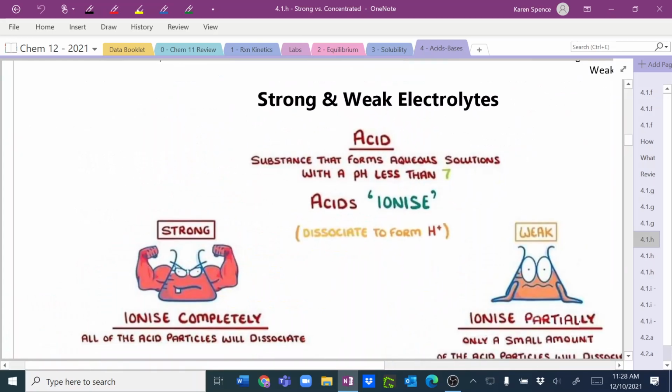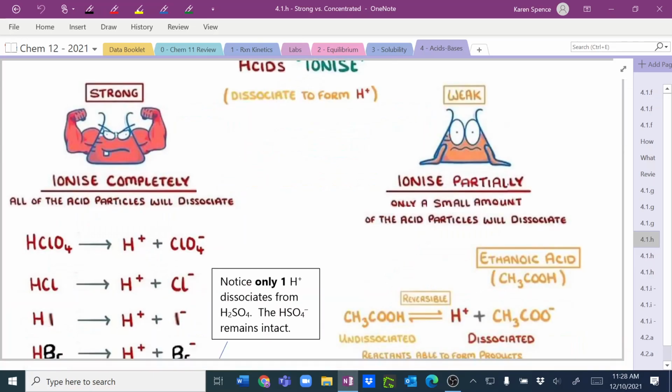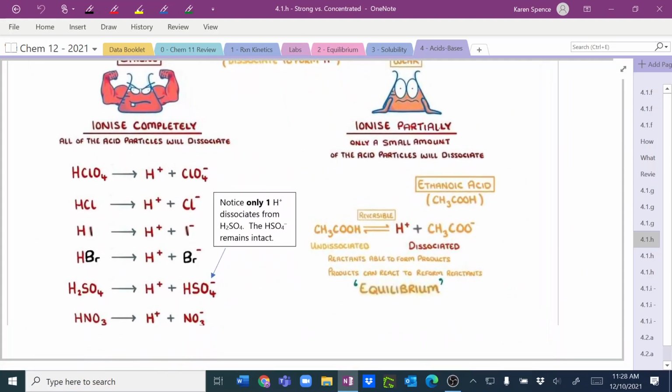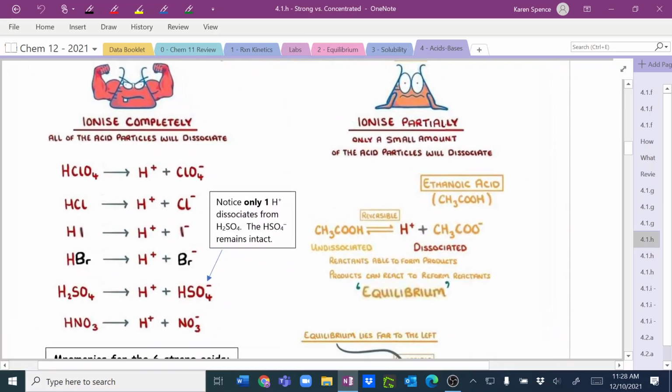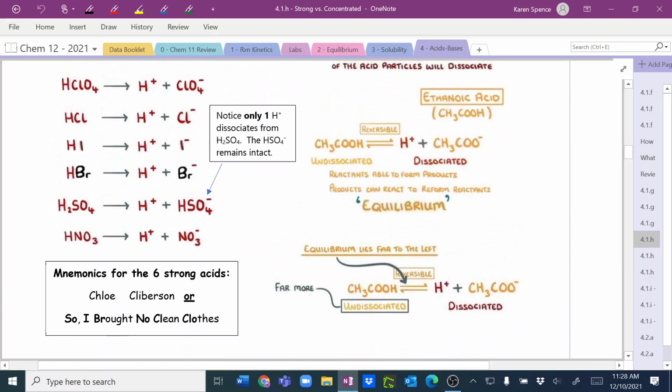I included this. This was actually from grade 11. I included it partially because I just really liked the little pictures because they were cute. But it also had some information. If you're interested in knowing your strong acids by heart, there are a couple of mnemonic devices there. Chloe Kleiberson. Oh, next page. See, we've got ClO3, ClO4, and then Cl, and then I, then Br, then SO4, and then N.